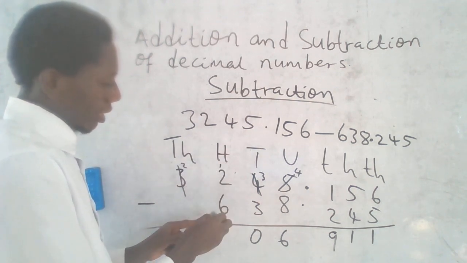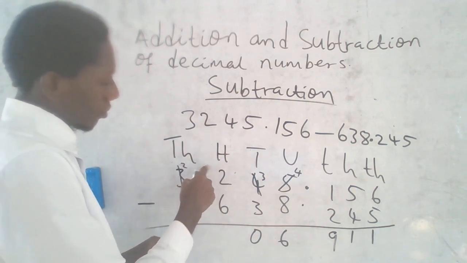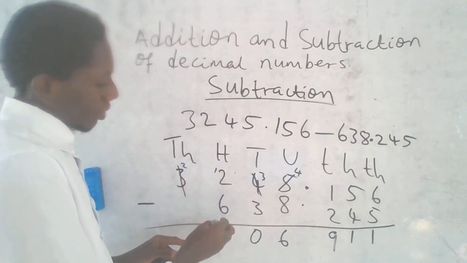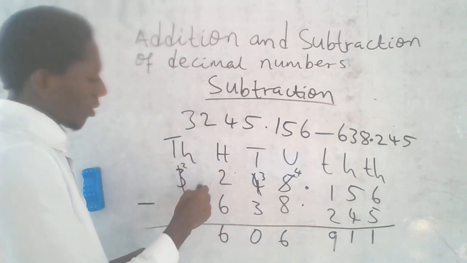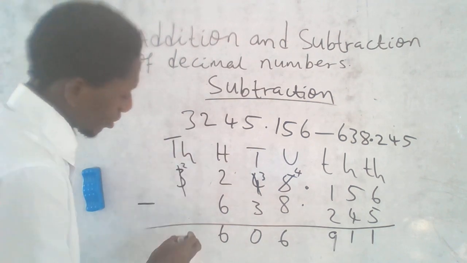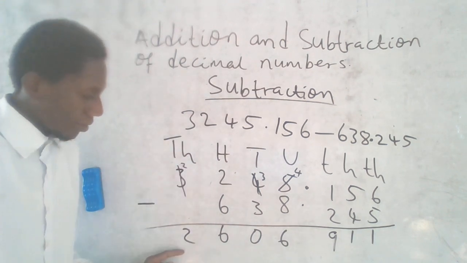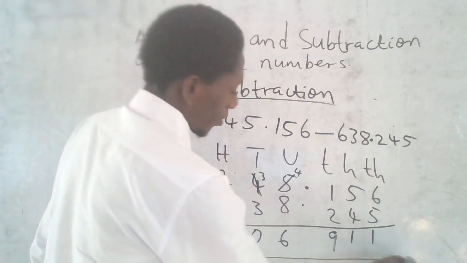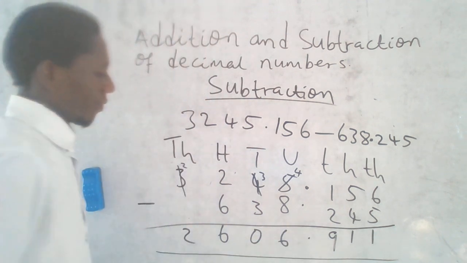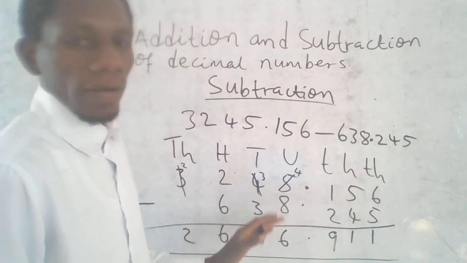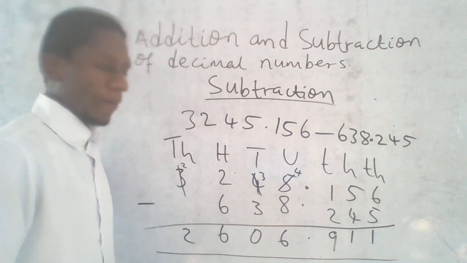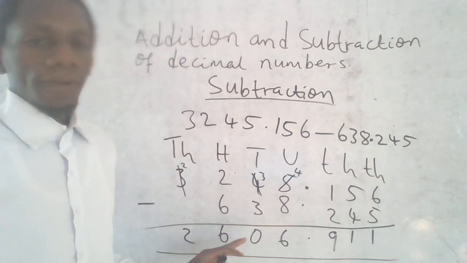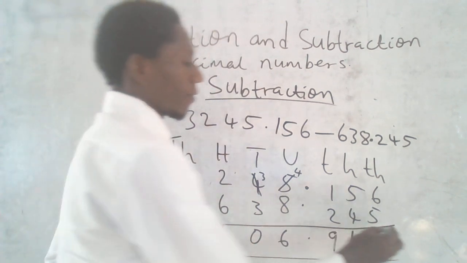12 minus 6. Sorry, 12 minus 6 is 6. Okay, so here is 2, so 2 comes down. So we have our point here. And this is our finance. So this is it.